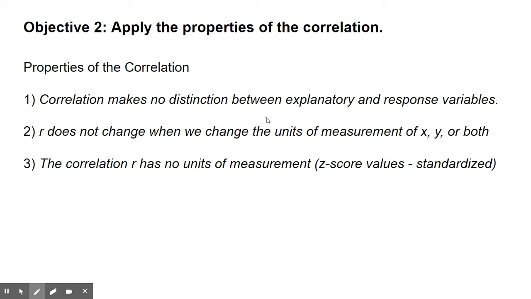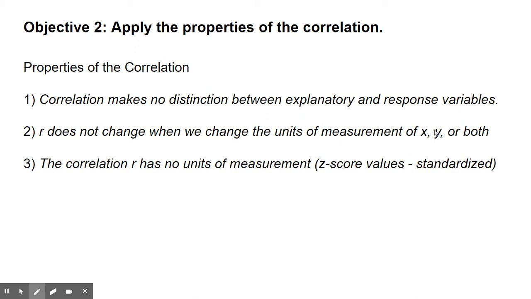Now, again, I think that most of the time there is an explanatory variable that does predict the response. So for you to choose them, I think it does matter, but for correlation, it does not. Number 2, the R value does not change when we change the units of measurement of x, y, or both. So again, units of length, inches, the standard system of measurements, versus centimeters, the metric system. It doesn't matter if you're in inches or centimeters, same thing with any other types of measurements.